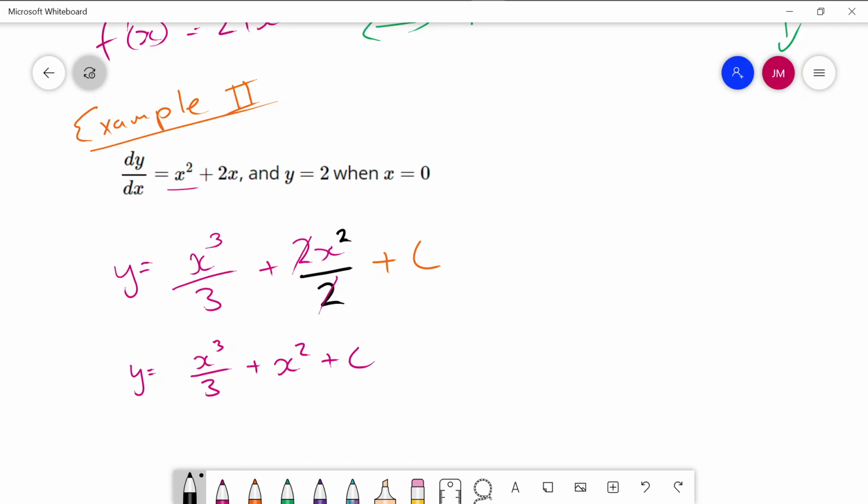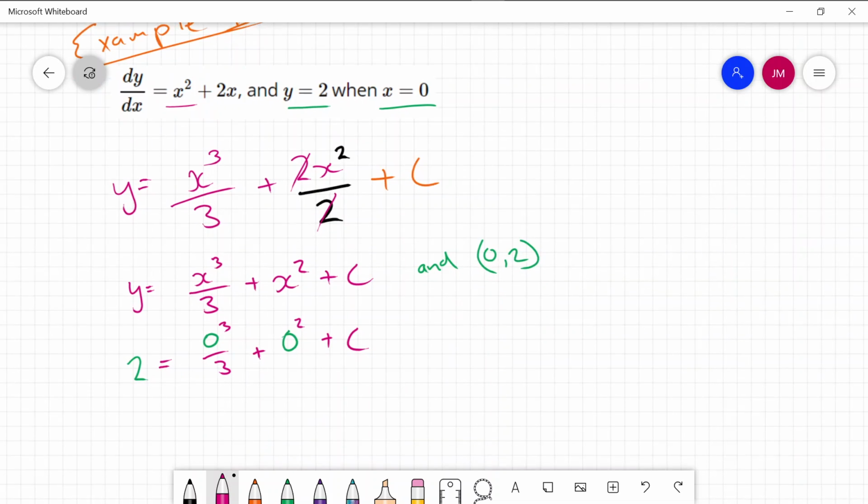And now to find c, I have to sub in what I know from the equation. I've got the point 0, 2. So 0, 2 is a point. So let's sub that in. So 2 is our y value. x is 0 for this. So we'd have 0 cubed on 3 plus 0 squared plus c.